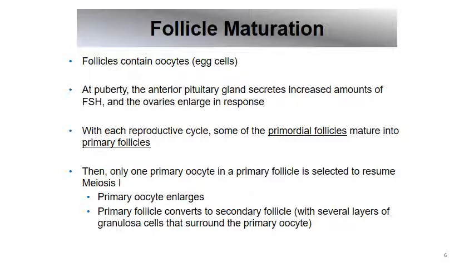So with each reproductive cycle, some of the small primordial follicles, and in the ovaries there are many of these primordial follicles, mature into primary follicles. Then only one of these follicles, or it could be more than one, but usually one primary oocyte, is selected to resume meiosis 1. So the primary oocyte enlarges, and the primary follicle then turns into a secondary follicle.